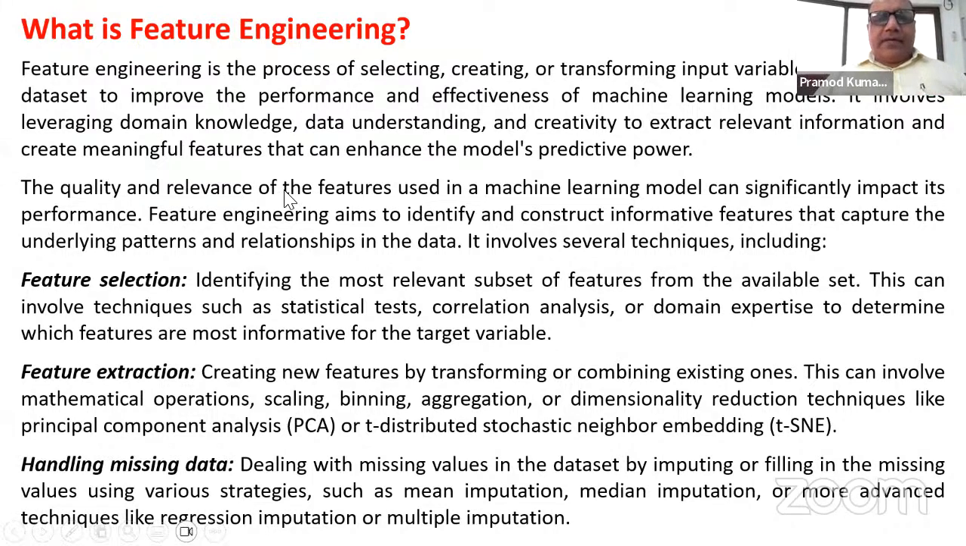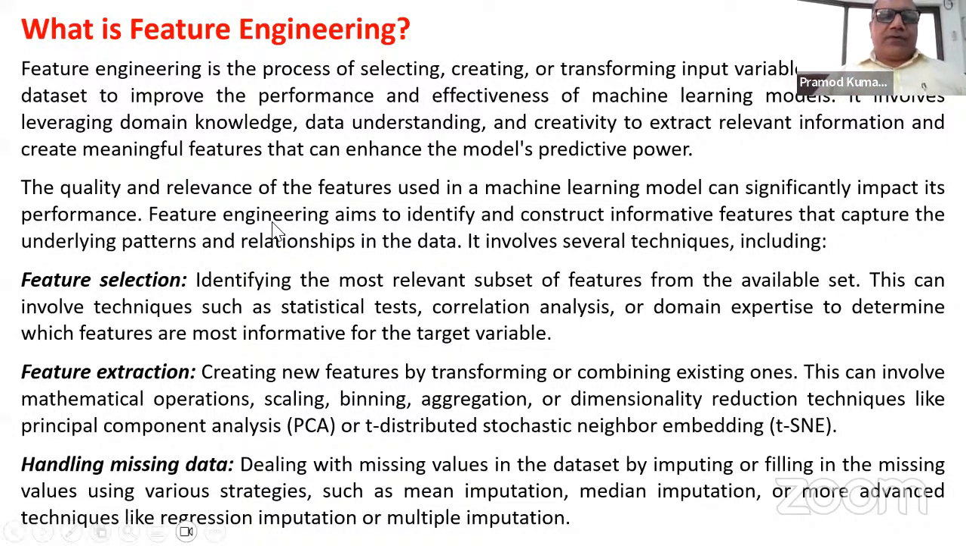The quality and the relevance of the features used in a machine learning model can significantly impact its performance. It has been said in the first sentence itself, and you can guess it very easily, because we are going for feature engineering. It means we want to play with the features. Why? Because the relevancy of the features is very important for the performance of the algorithm. So the quality and the relevance of the features used for the machine learning model can significantly impact its performance. It means the performance of the machine learning model is highly affected by the quality and the relevance of the features.